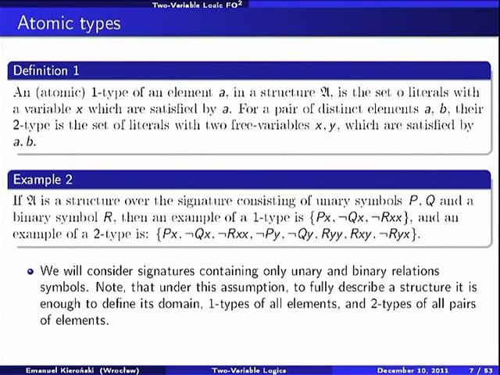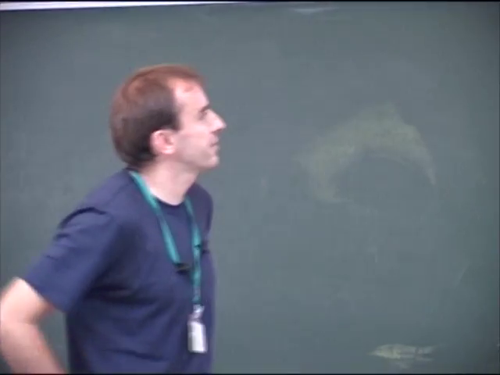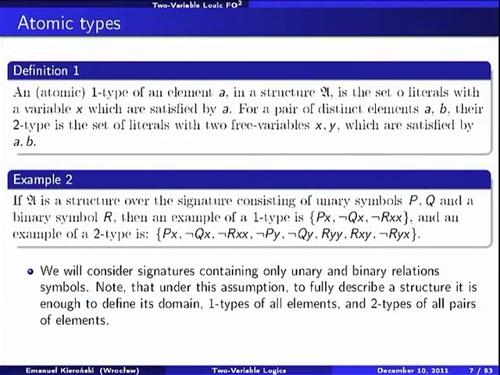I will use the notion of atomic types. So, what is an atomic one type? The atomic one type of an element in a structure A is a complete description of the structure on this element. This one type simply says which unary predicates are true in this element, and which binary relations are true on this element and this element again. So, for example, if we have two unary relations P and Q and a binary relation R, an example of a one type may be P(x), not Q(x), and not R(x,x). Yes, complete information about the element.